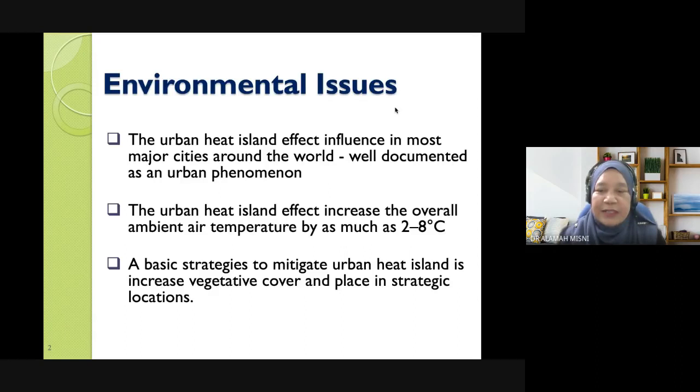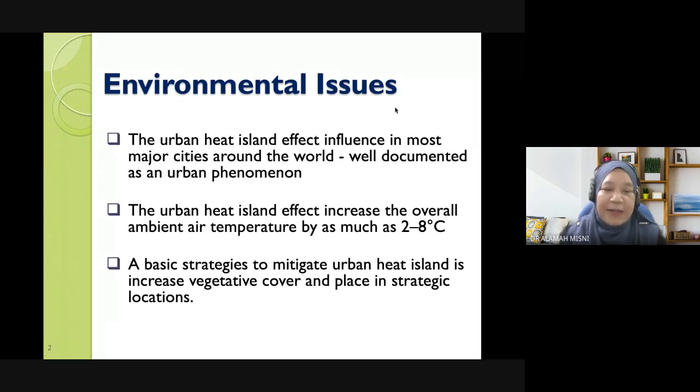So we go to the key issues. The first one is about the environmental issue. At the urban level, the urban heat island effect is a phenomenon where air temperature in built-up areas is higher than the temperature of the surrounding rural country. The absorbed heat in this area is subsequently re-radiated to the surroundings and increases ambient temperature, especially at night time, causing the surface temperature of urban structures to become 5 to 10 degrees Celsius higher than surrounding areas. This heat island influences most of the major cities around the world.